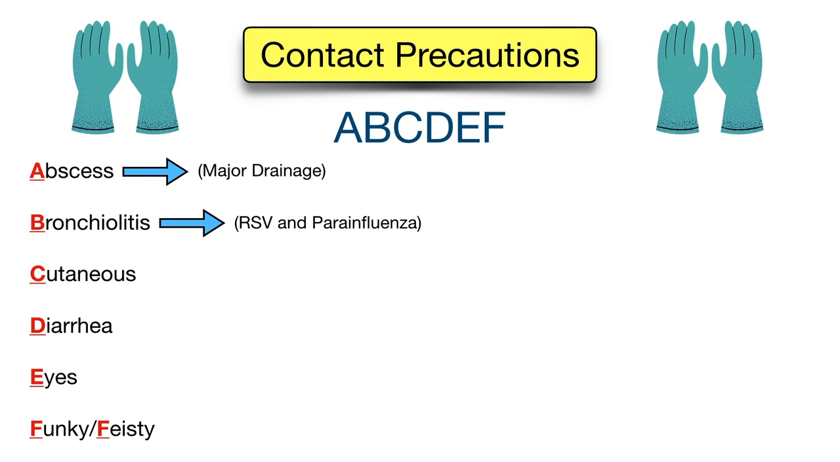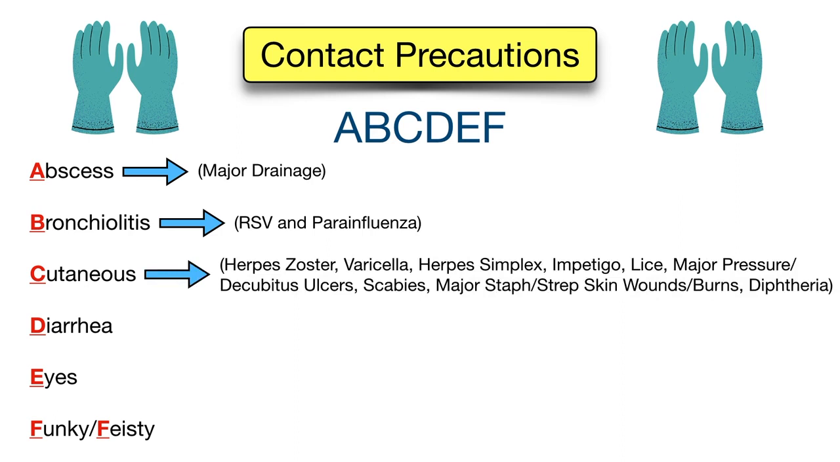Moving on to C for cutaneous, this is to help you remember that many diseases involving the skin use contact precautions. This includes herpes zoster, which is shingles, and varicella, which is chickenpox. Remember, chickenpox and disseminated herpes zoster also require airborne precautions.